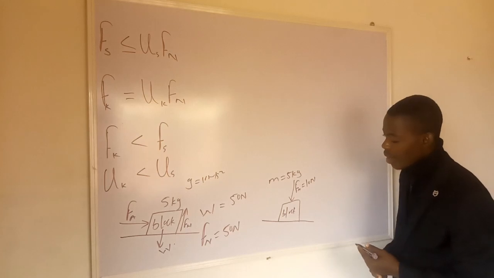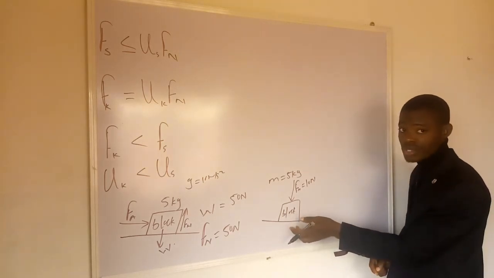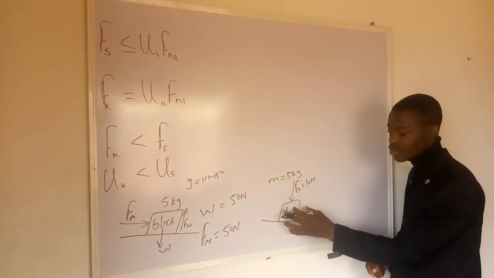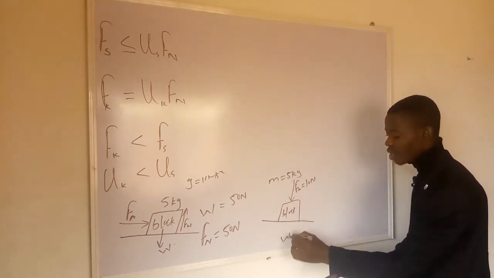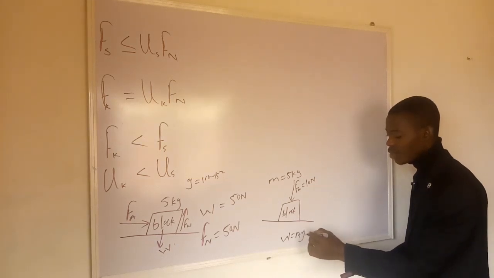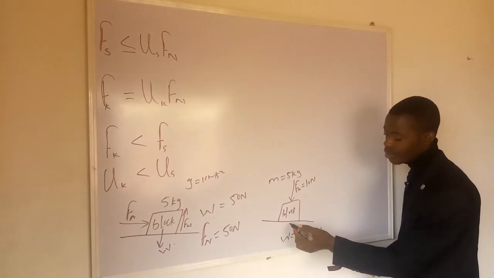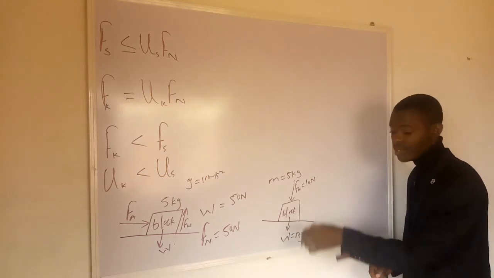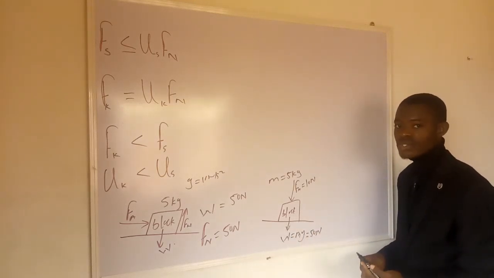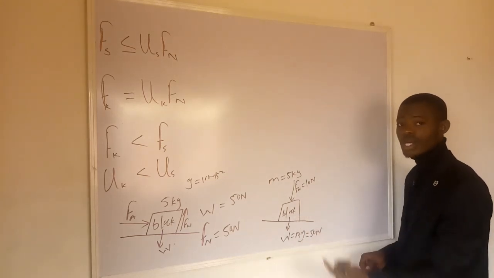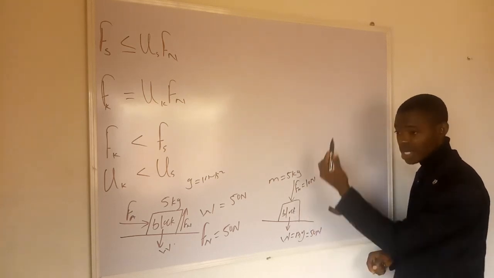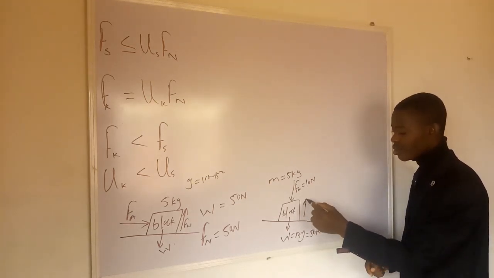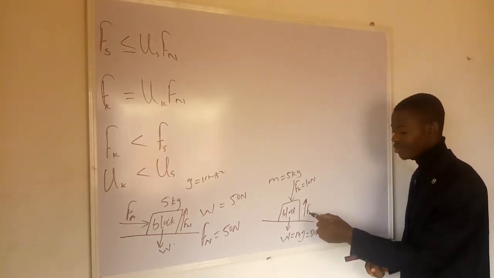Perfect. Now the weight force will still be mg, because it's still the force exerted on the surface. So the weight force is still equal to mg, which is still 50 Newton. The weight force is exerted downward. We said the normal force is always opposite to the weight force, so it will be directed upward. So this is the normal force, F sub n.